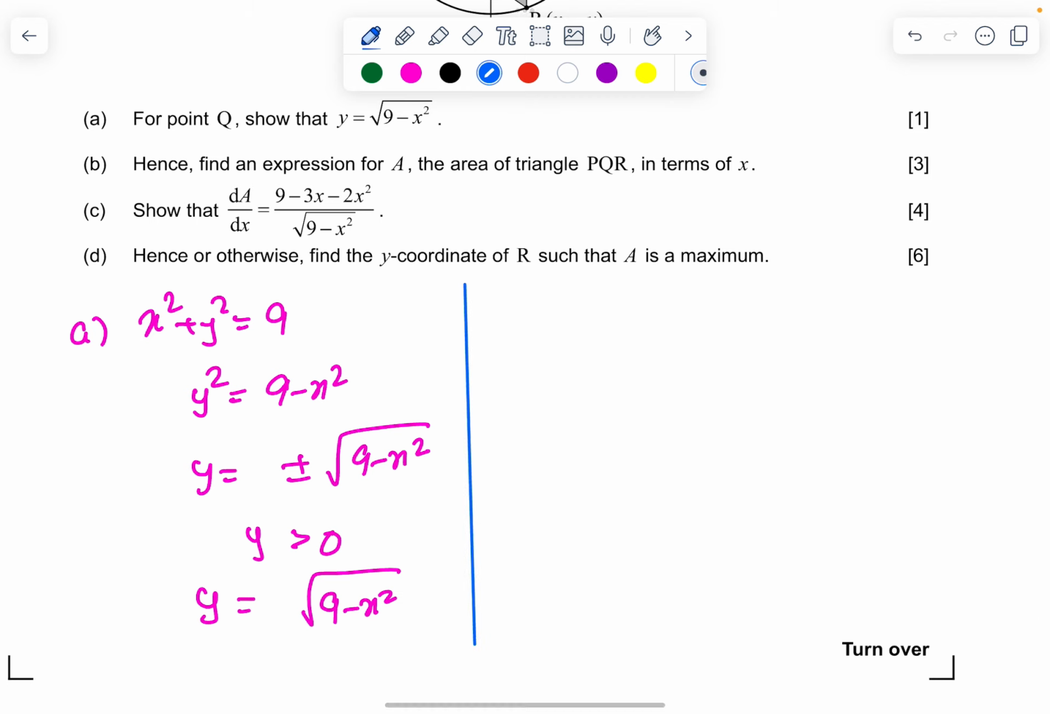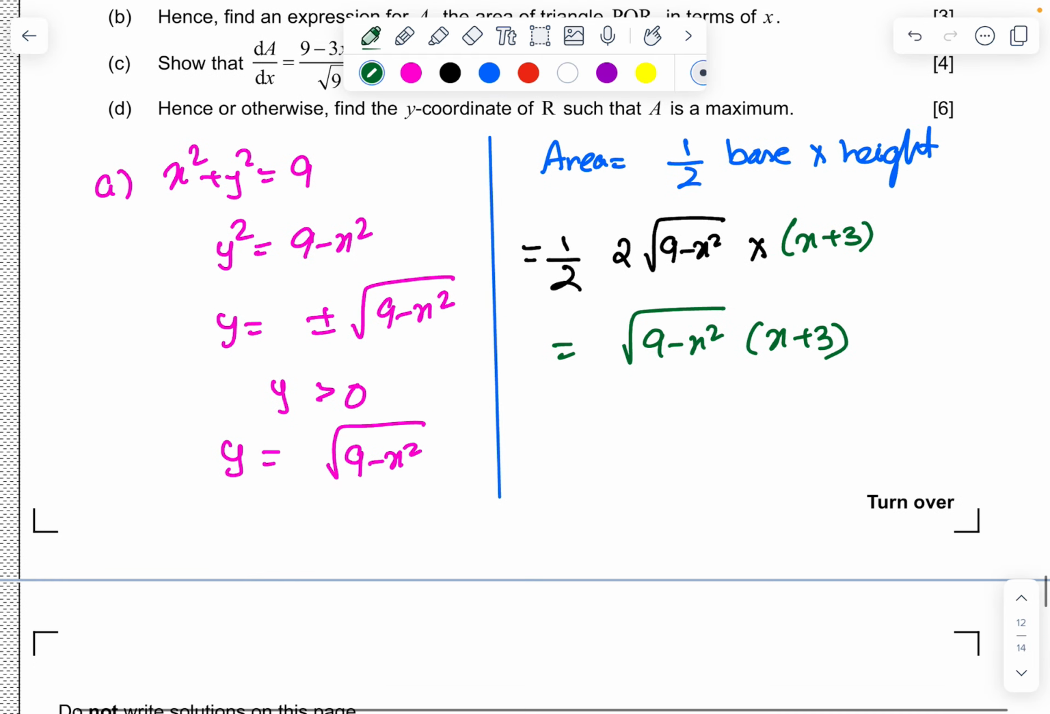And height, what's going to be the height? This part is x and this part is 3, so height is going to be x plus 3. So what's going to be that answer? Square root of 9 minus x square times x plus 3 is going to be the area. Show that dA by dx equals this one.